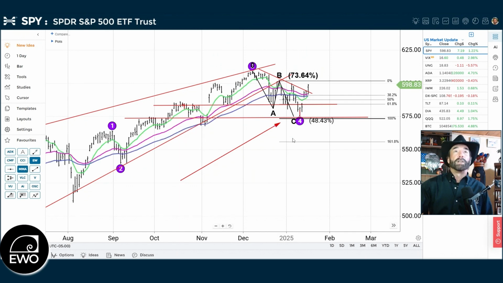If I put the moving averages on, another couple things to note. One, that we were able to close back above the 50-day moving average.